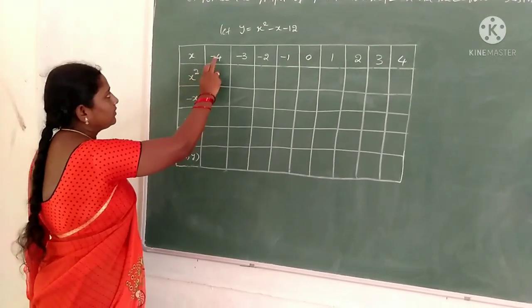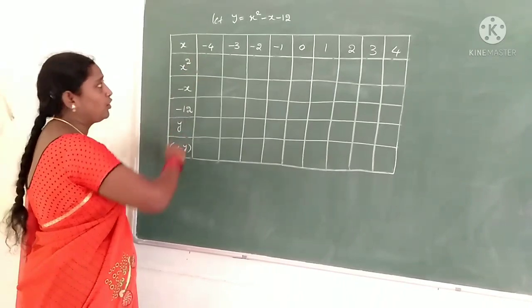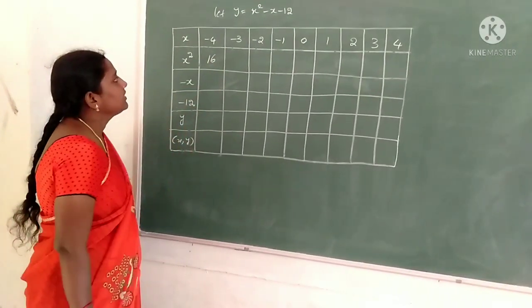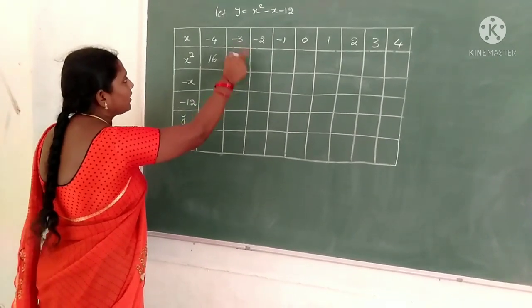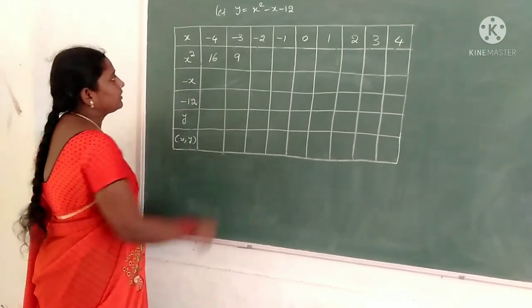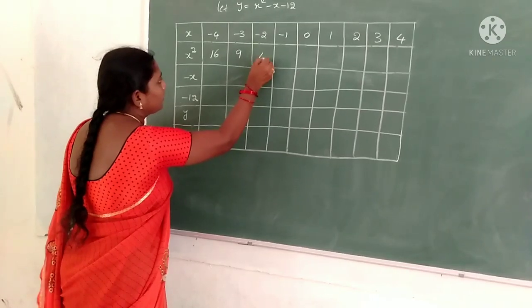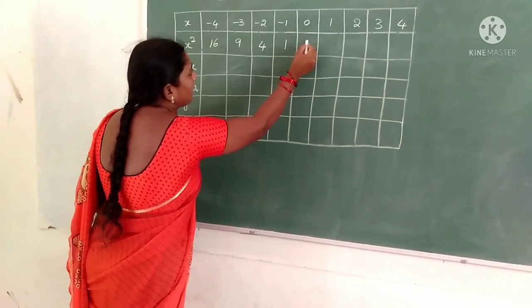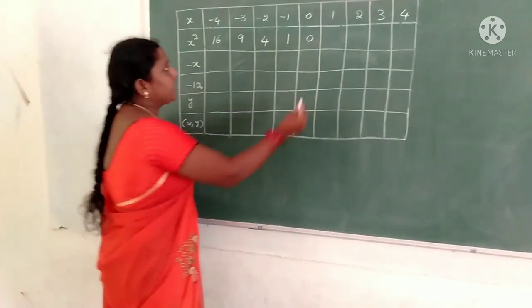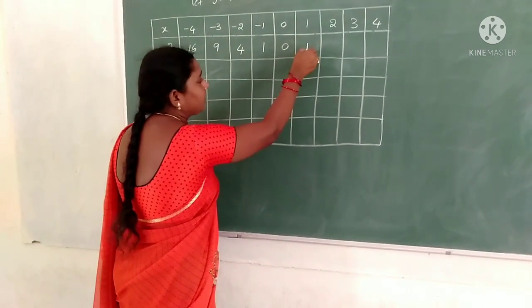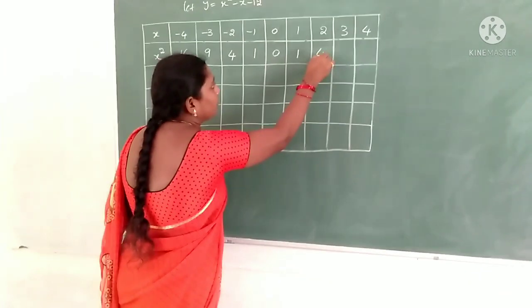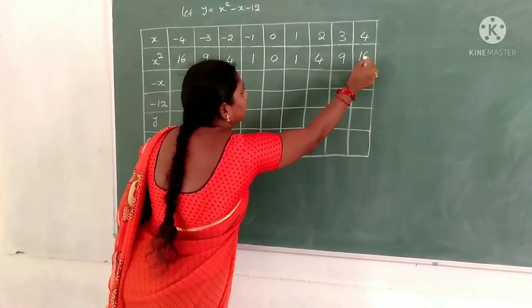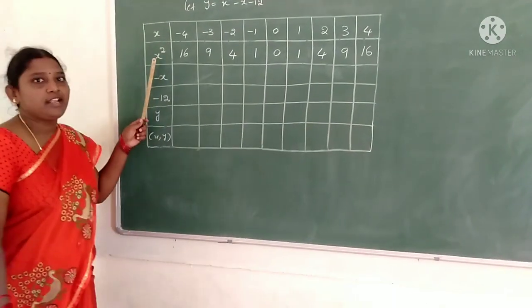X squared means minus 4 whole squared. Minus 4 squared means 16. Minus 3 whole squared 9. Minus 2 whole squared 4. Minus 1 whole squared 1. 0 squared 0. Next 1 squared 1. 2 squared 4. 3 squared 9. 4 squared 16. So first we find the x squared.